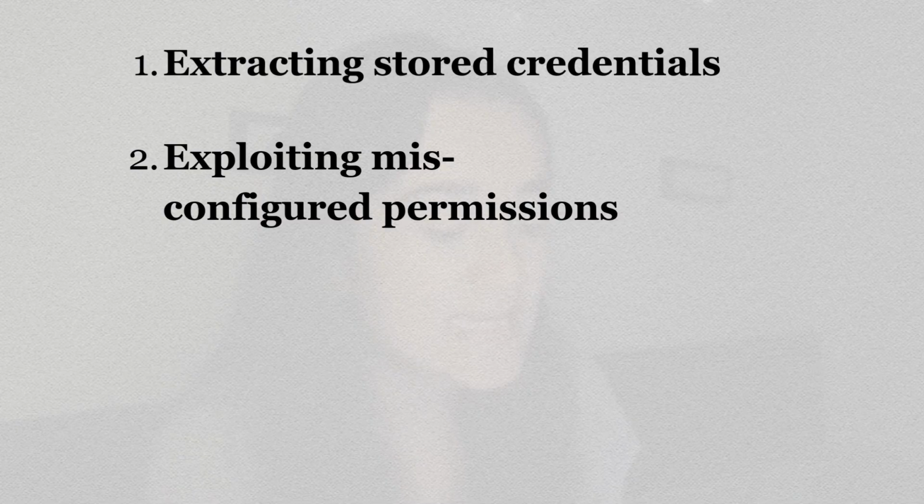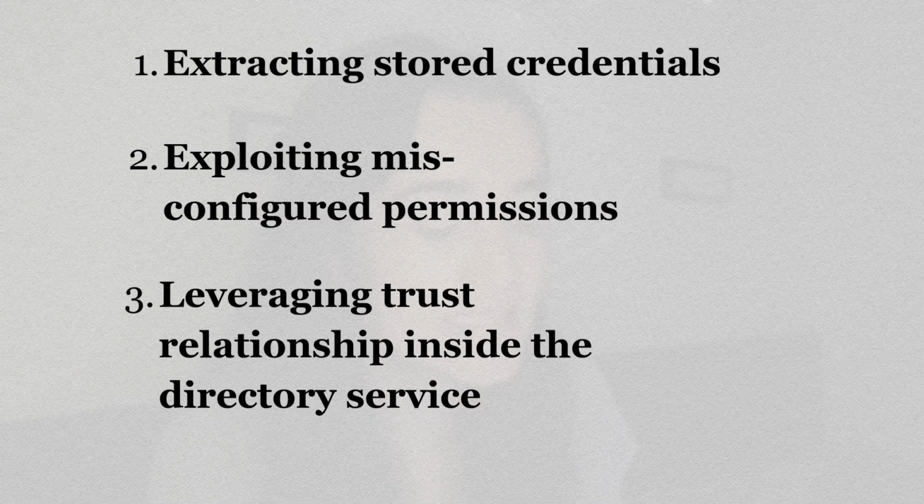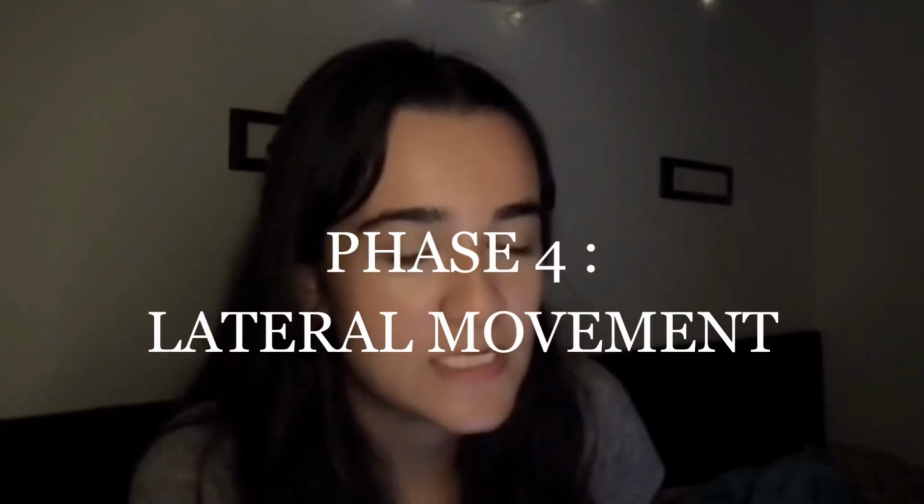So this may involve extracting stored credentials, exploiting misconfigured permissions, and leveraging trust relationships inside the directory services. What they're ultimately looking for is administrative control over the environment. Because honestly, with that level of access, they can control anything inside the network. Phase 4 talks about lateral movement or exploring the entirety of the network.